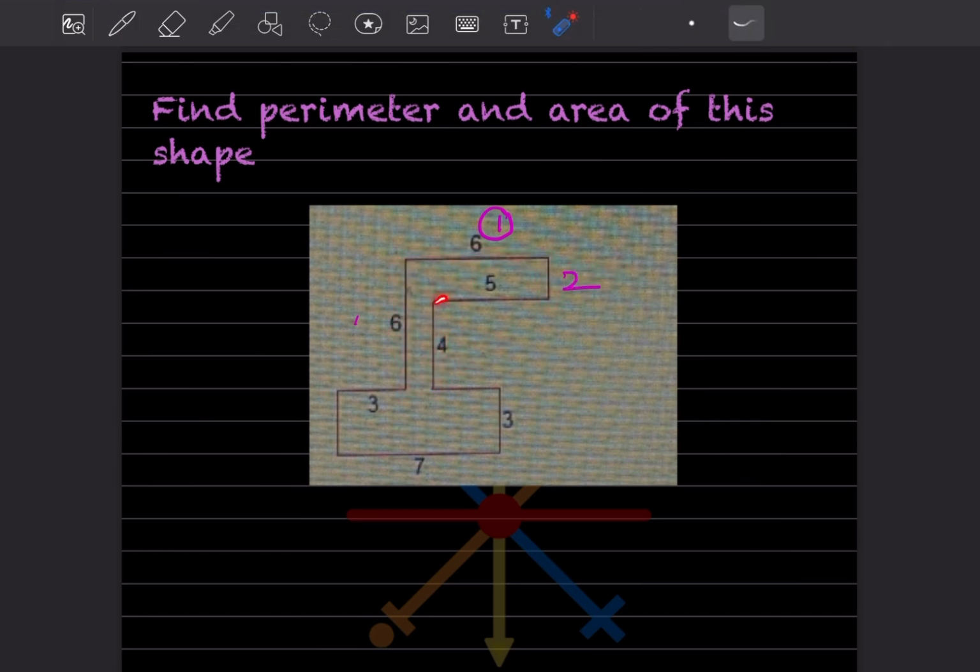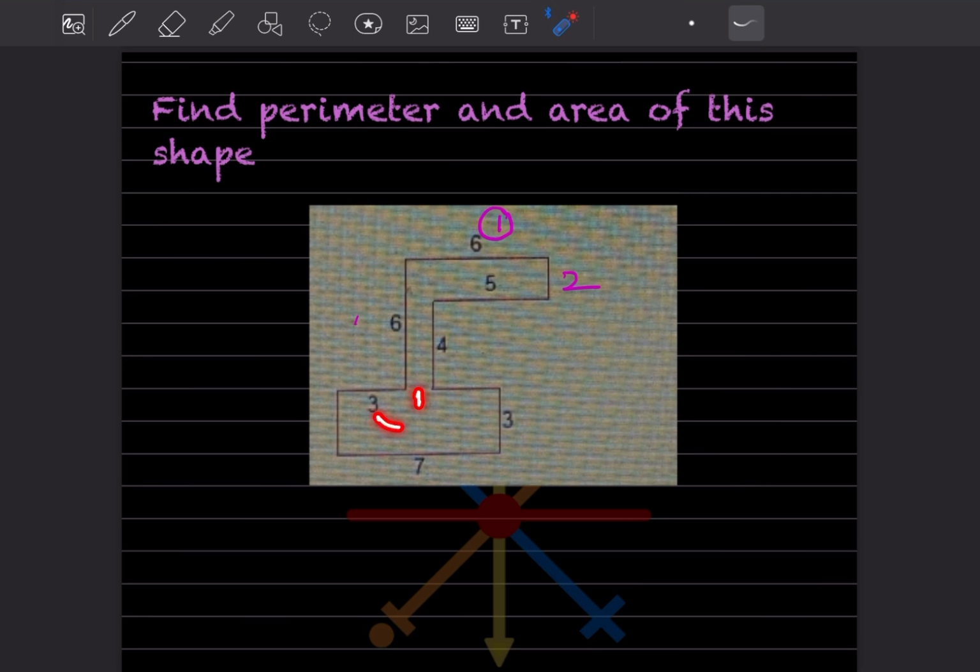Now this is already 5, and 4 is already given. Now we don't know this one. What are we going to do? We are going to consider this whole part. Now this is 7, so this also should be 7. We know this is 3 but we don't know this one. How to get this one? Let us see for this 2. Here is 6 and here is 5, so this part is going to be 1. Since this is 1, this also is going to be 1 unit.